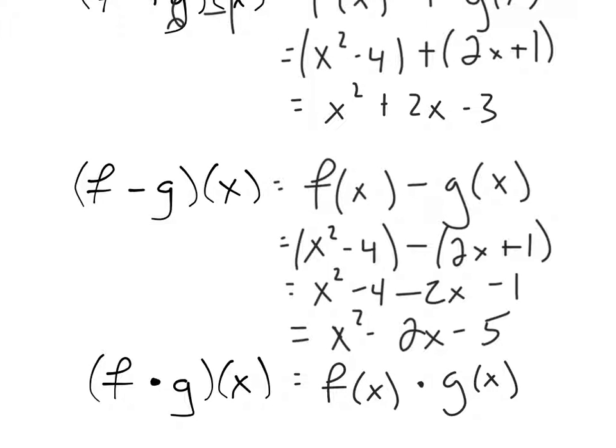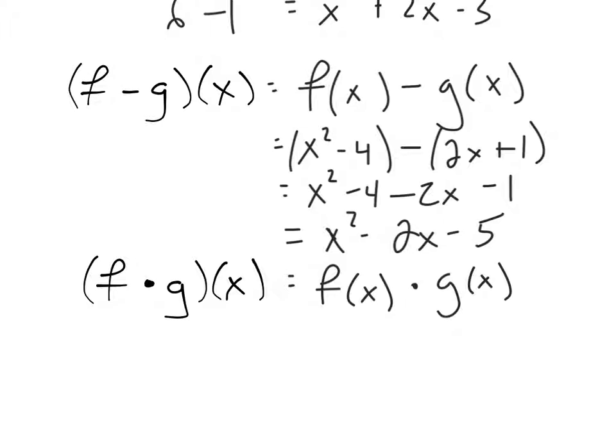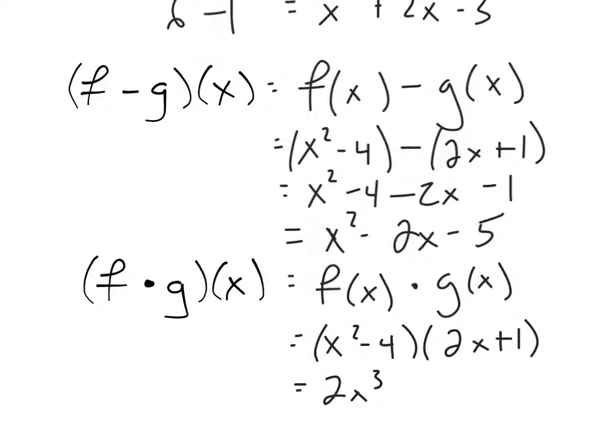which will give me x squared minus 4 times 2x plus 1. We'll double distribute here, giving me 2x to the third plus x squared minus 8x and minus 4. Do I have any like terms? Nope. So we're done. So far, so good? Excellent.